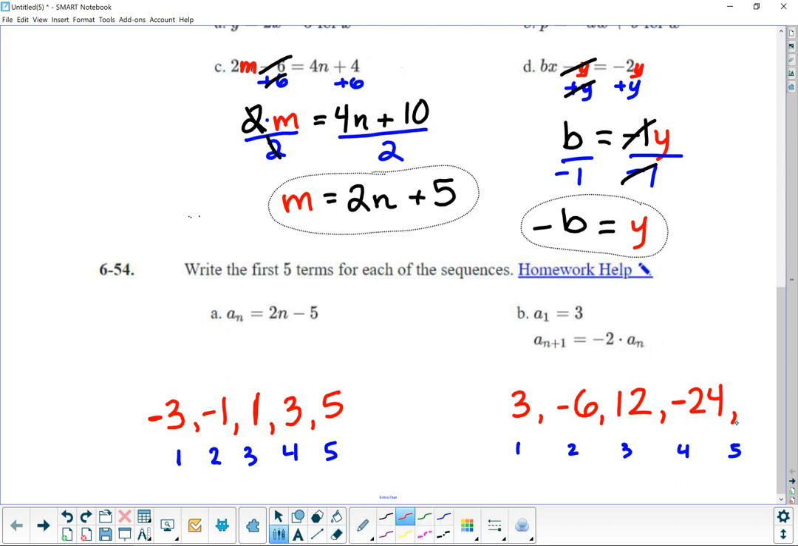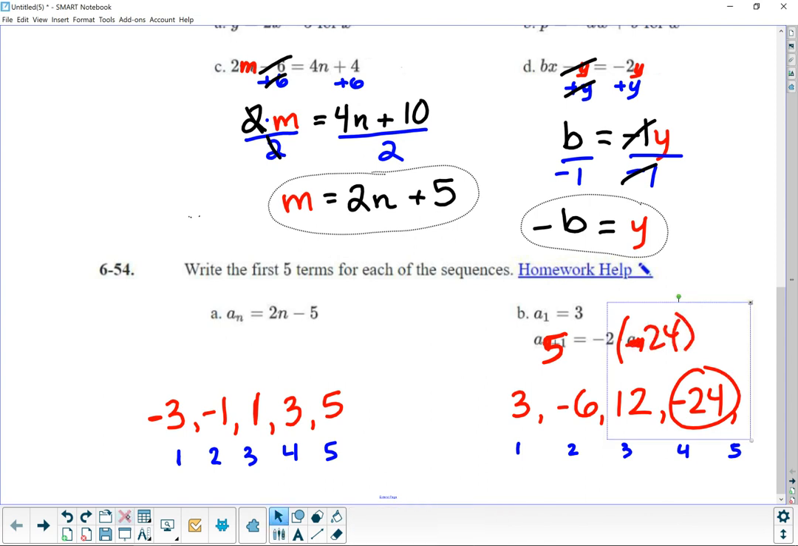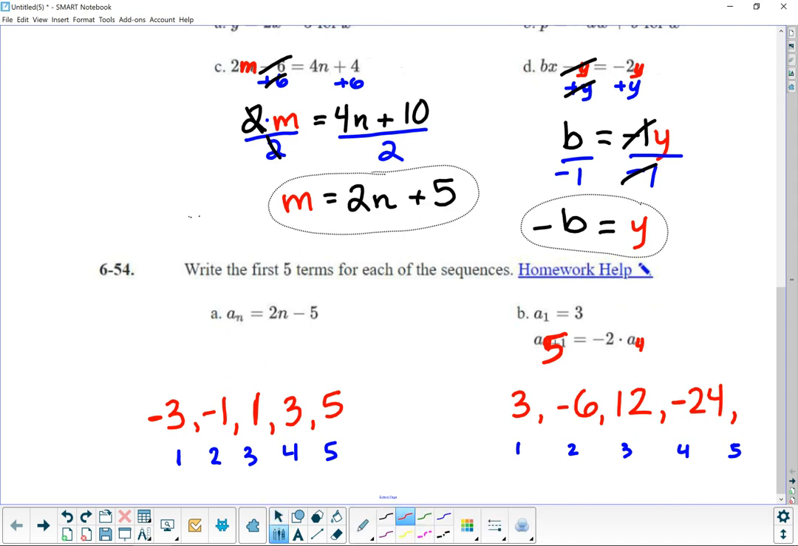And then to get the fifth term, or A5, right? To get 5, we have to use a 4 right here and a 4 right here, right? Because 4 plus 1 is 5. So A5 is going to be -2 times A4, and A4 is -24. So A4 again is -24. So -2 times -24 is a +48. And that's all 5 terms.